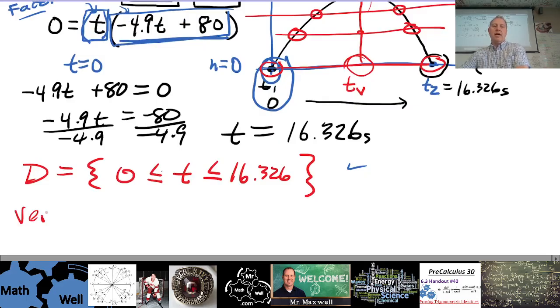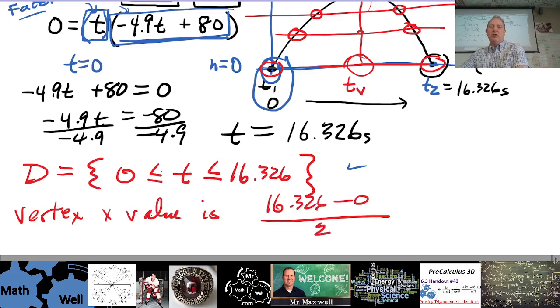So vertex x value is 16.326 minus 0 divided by 2. That's going to be what? 8.163? Does that look about right? Did I do that on the calculator? No. Okay, so that's the x value of the vertex.